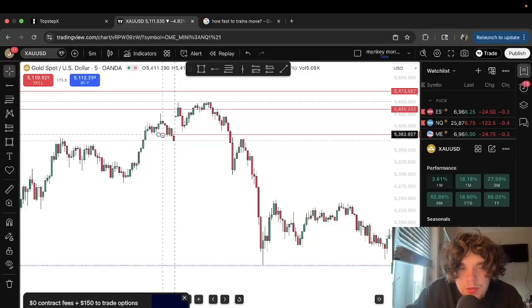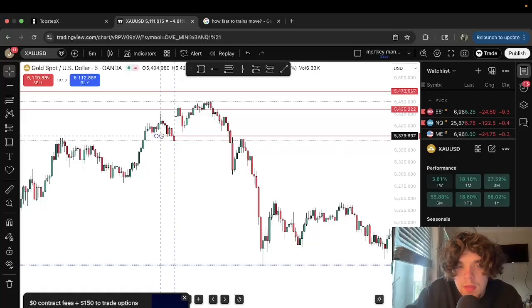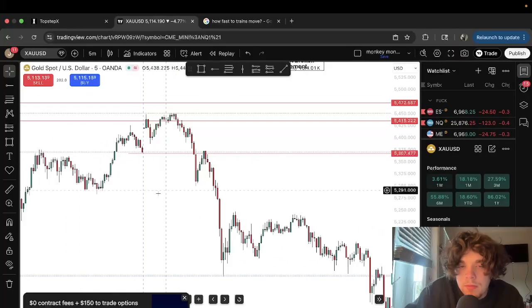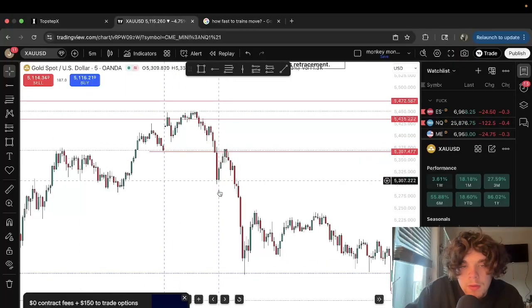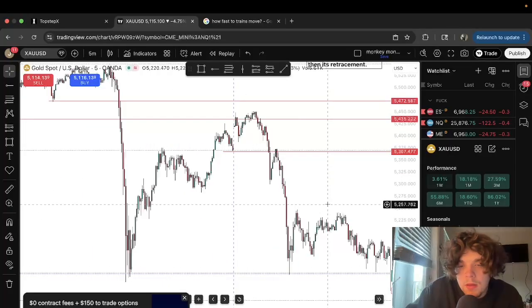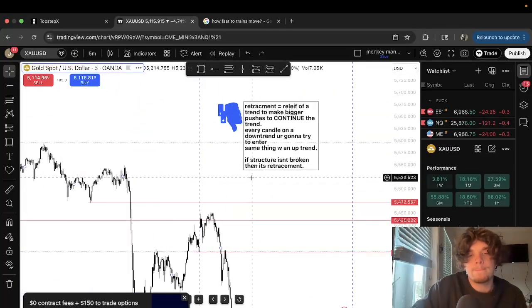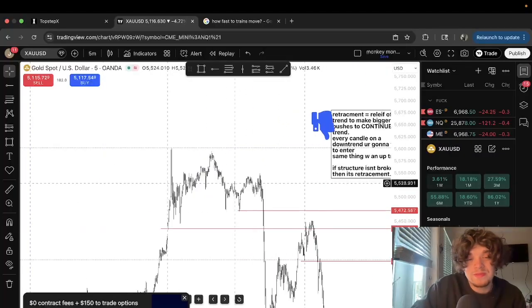Live, it's to your discretion. You could say that's the low, but since there's a weird low candle right here, I'm just gonna put it there. And the structure gets broken, right? Downside. That's really it.